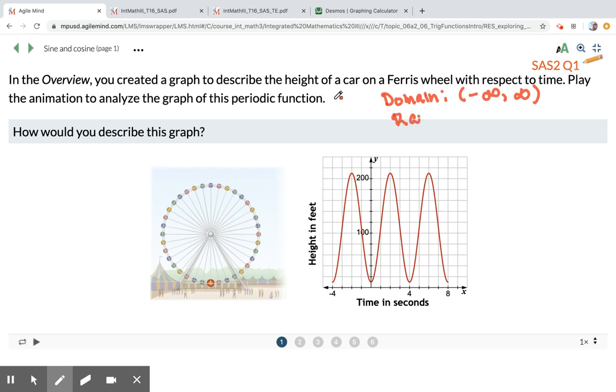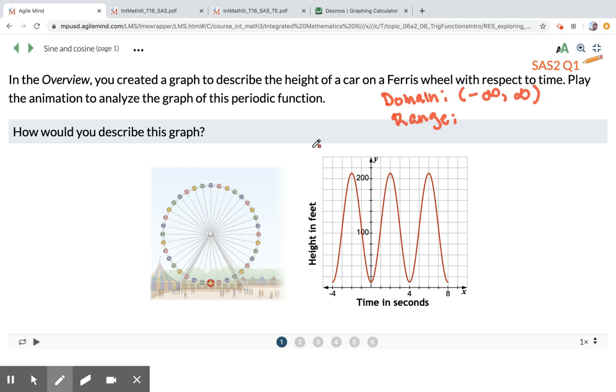Let's talk about our range for a second here. Now the range is up and down, right? Domain is side to side, range is up and down. I don't go forever up and forever down. You remember you guys told me that we had a minimum at 10 and a maximum at 210. That the lowest point I get to on the Ferris wheel is 10 feet up when I'm at the platform.